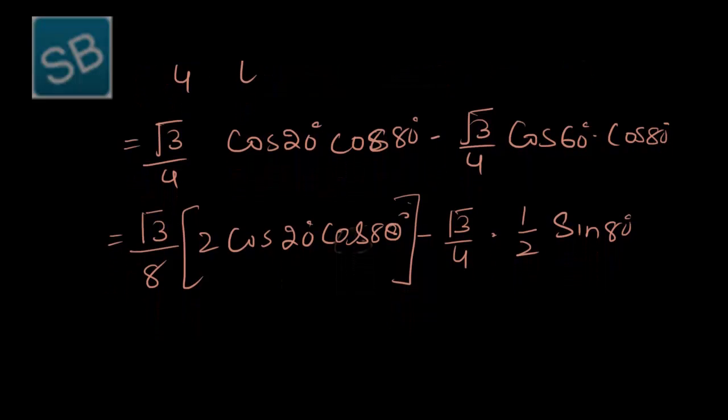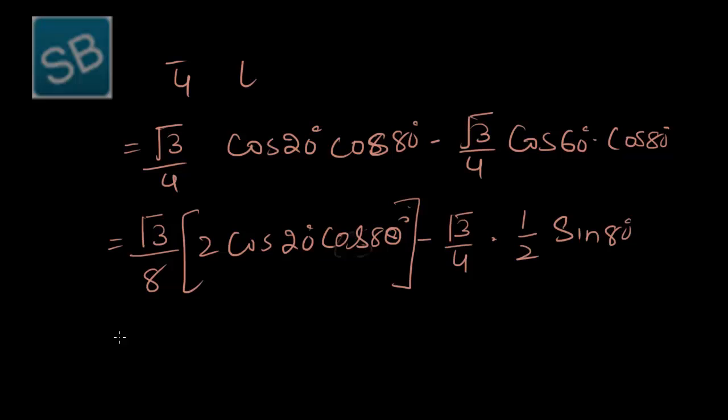So next we get root 3 over 8, 2 cos 20 degree and sine 80 degree. Sorry, not cos, it is sine. So make it clear, it is sine. Here it is also sine. Sorry. Do this question very carefully. A little bit of mistake makes the question wrong.